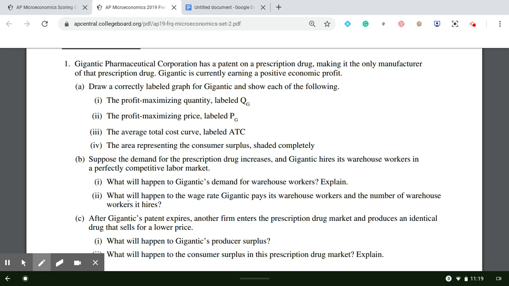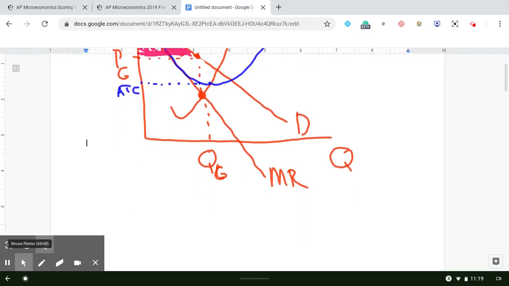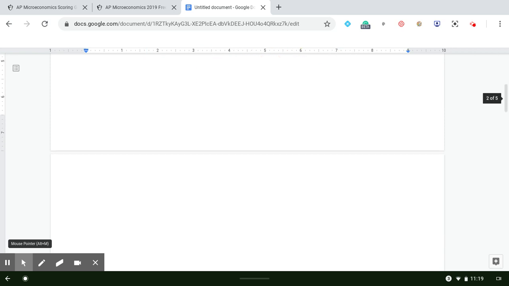Okay, suppose the demand for prescription drugs increases and Gigantic hires its warehouse workers in a perfectly competitive labor market. What will happen to Gigantic's demand for warehouse workers? Explain what will happen to the wage rate Gigantic pays its warehouse workers and the number of warehouse workers it hires. So again, this is a great example of something where they don't ask us for a graph, but a graph is sure going to be helpful, especially if we understand the graph.